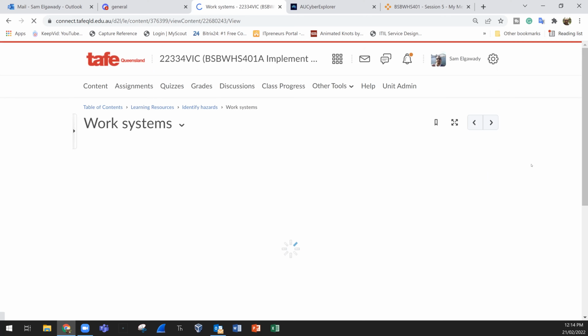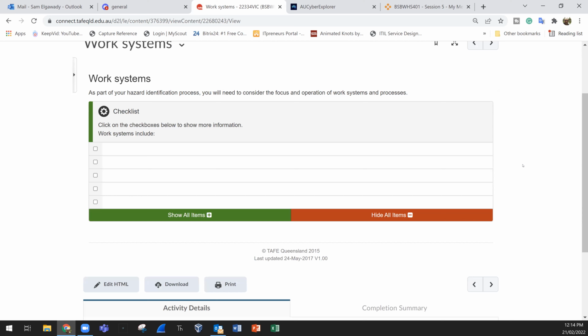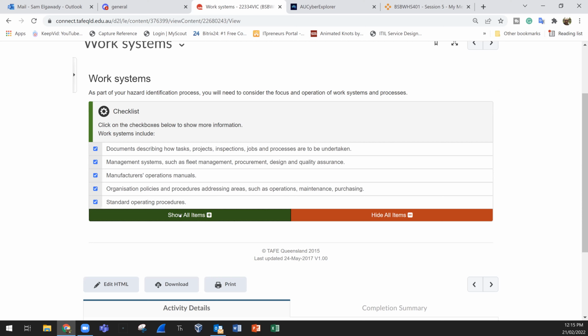Then we have here the different work systems. As part of your hazard identification process, you will need to consider the focus and operation of work systems and processes. Let's have a look at what is there in this checklist. Documents describing how to do tasks, how to do things, how to carry, how to store, how to retrieve, how to use. Different projects, inspections, jobs and processes are to be undertaken.